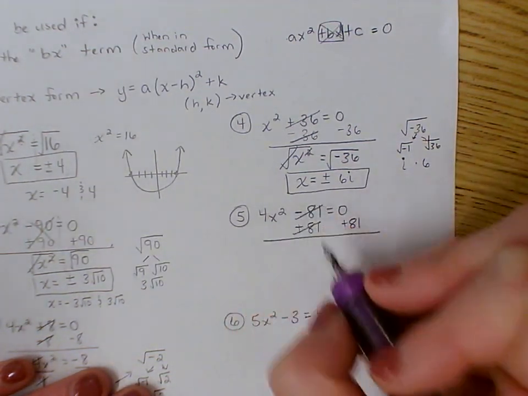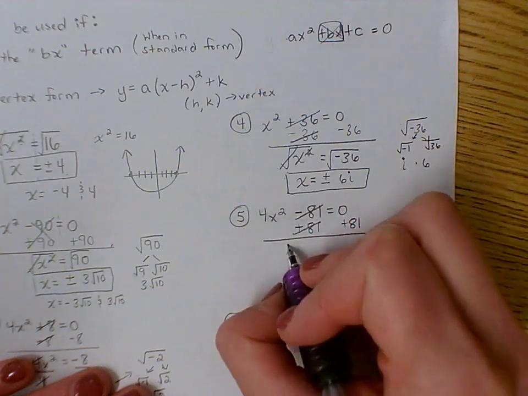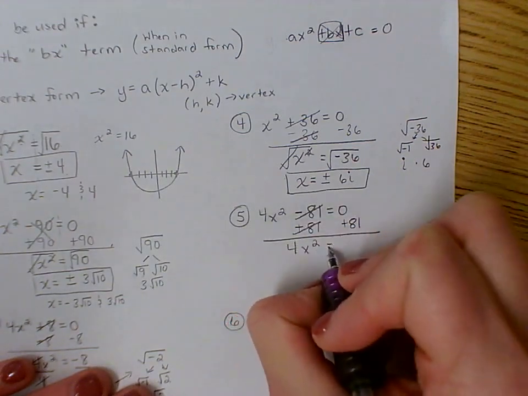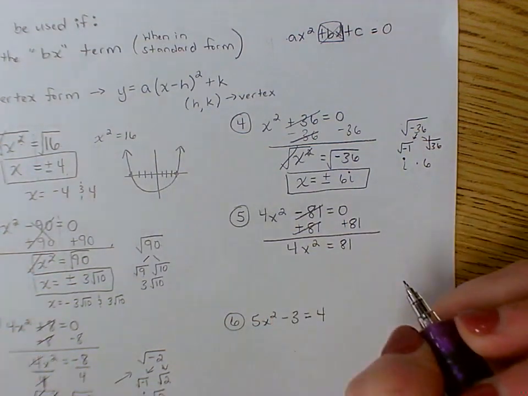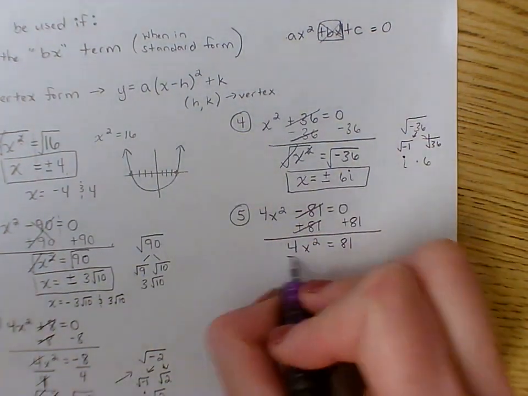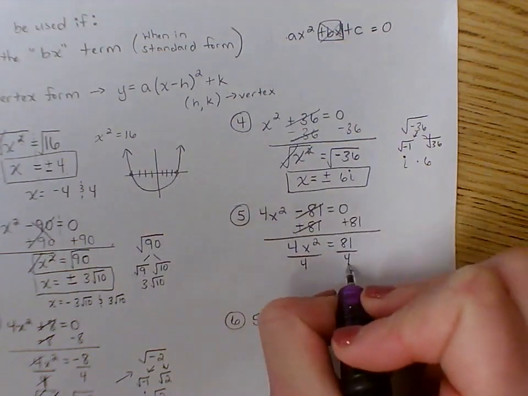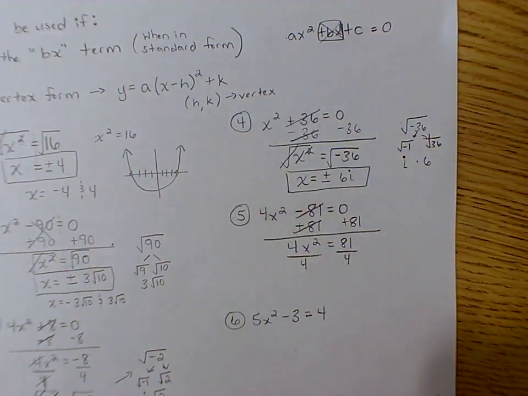So negative 81 plus 81 is 0. And then I just bring down my 4x squared. Then 0 plus 81 is 81. Okay, and then from there, I've got to divide by 4. So you divide by 4 on both sides.